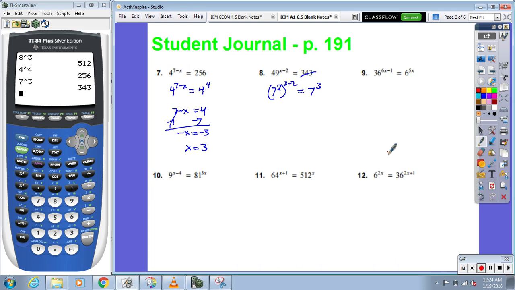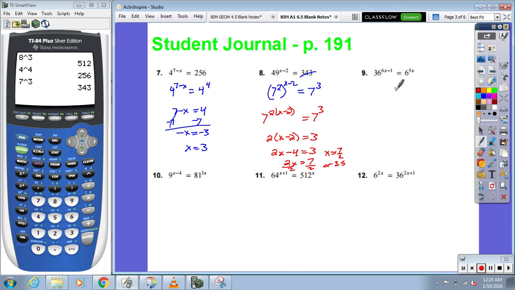Now, if you remember in class, what do you do when you have a power to a power? Hopefully you said you multiply them. So think of this as 7, but then you have 2 to the x minus 2. And so you take 2 times x minus 2 equals 7 to the third. So go ahead and you have 2 times x minus 2 equals 3 because you're setting the powers equal to each other. Distribute the 2 and solve. So we're going to end up with 7 halves. So we get x equals 7 halves, which is 3.5.